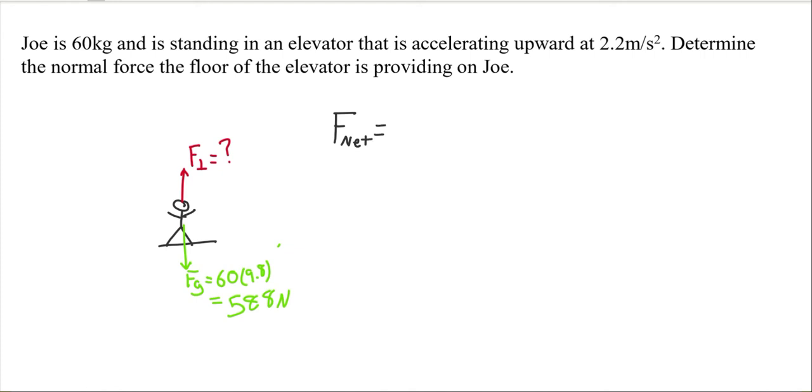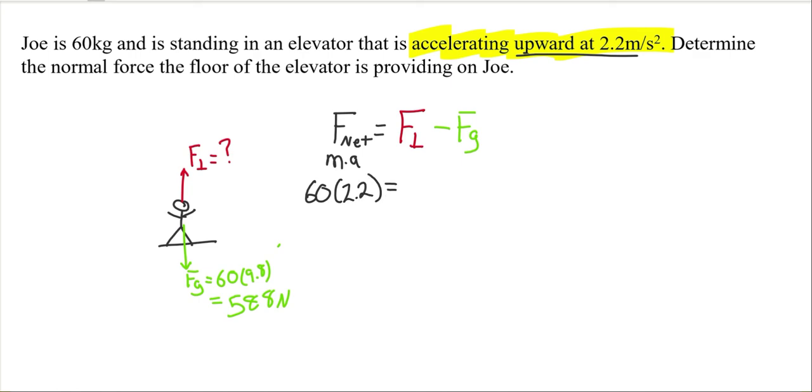Now, if I consider who's winning, well, look at this. The problem says it's accelerating upward at 2.2. That means upward is winning. So I'm going to put normal force as winning this time. I'll put gravity as losing. Now that bit I highlighted, it's accelerating upward at 2.2 meters per second squared. That's actually pretty key, because that means our net force is not 0 this time, because net force is mass times acceleration. That means it's got to be 60 times that acceleration of 2.2.